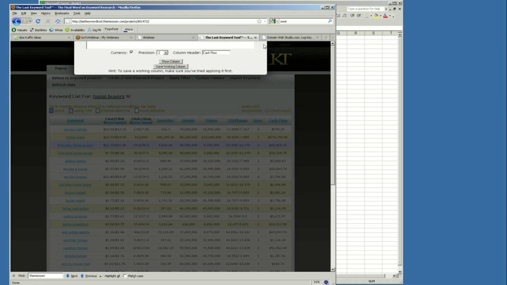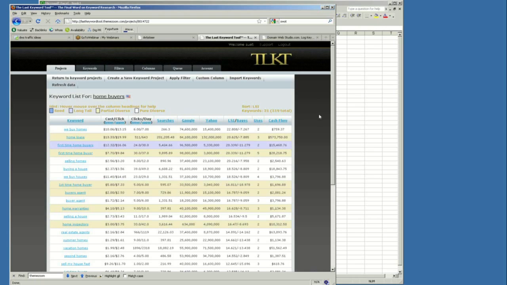What that does is it tells you what a term is worth. If we look at the first one, we buy homes, you can see that keyword is worth $759 to you per month, because we've normalized the data. That's what that keyword term is worth to you. So if you sort by your cash flow column, by clicking on it.